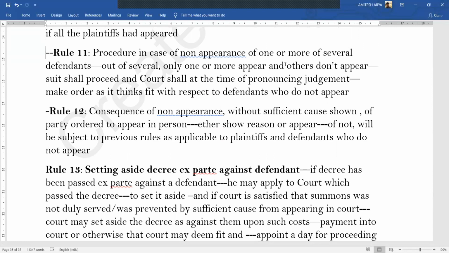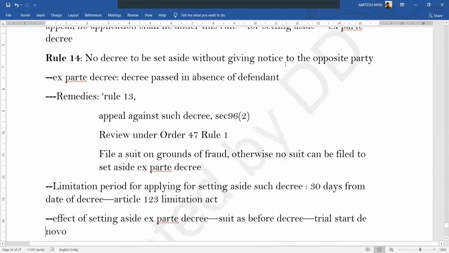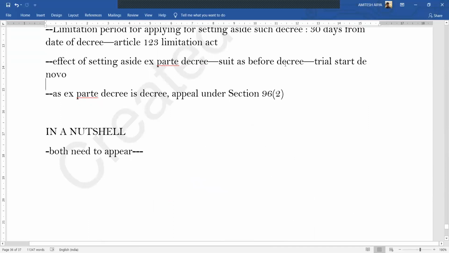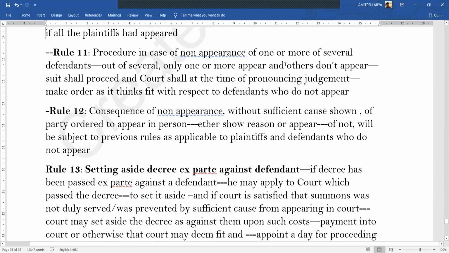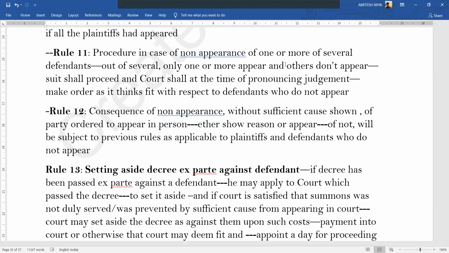Today, I have not made the in-a-nutshell part for this order. I'll try to include that tomorrow. But today, in general, we rewound back to what a written statement is, and we talked about set-off and counterclaim. Then after we have done with the pleadings, the next logical step would be issuing of summons to a party. And after the summons is issued, obviously you'll be talking about whether the party is appearing or not appearing. So this was the gist of the entire class that we did today.